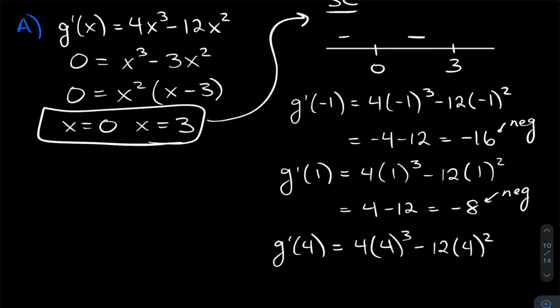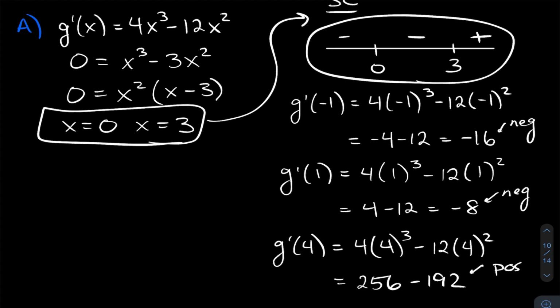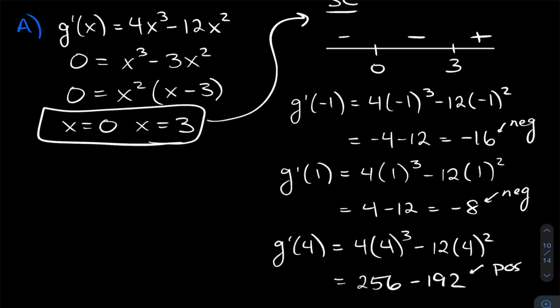And here we get something that is going to be like 256 minus 192. This is definitely going to be positive. And so finally we get something that's positive. So here's our sign chart. We can already tell where it is increasing or decreasing. So we'll write that here.